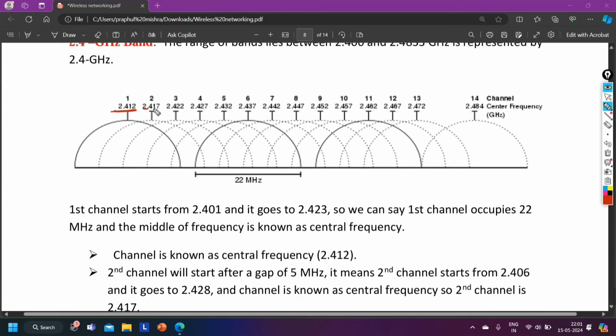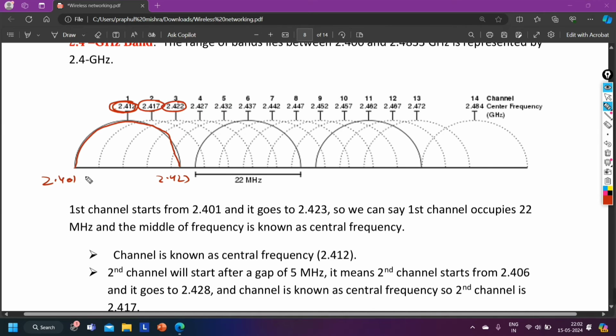These are the central frequencies. You can see this is channel 1, starting point 2.401, end point 2.423, and the central frequency is this one, and the channel is known by its central frequency, right? So channel number 1 works on this frequency, channel number 2 works on this frequency, channel number 3 works on this frequency, like that. Okay, so hope it is clear, guys.